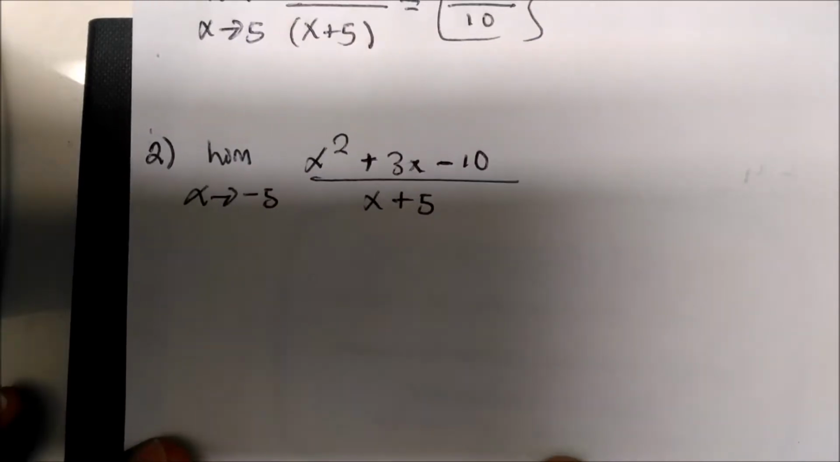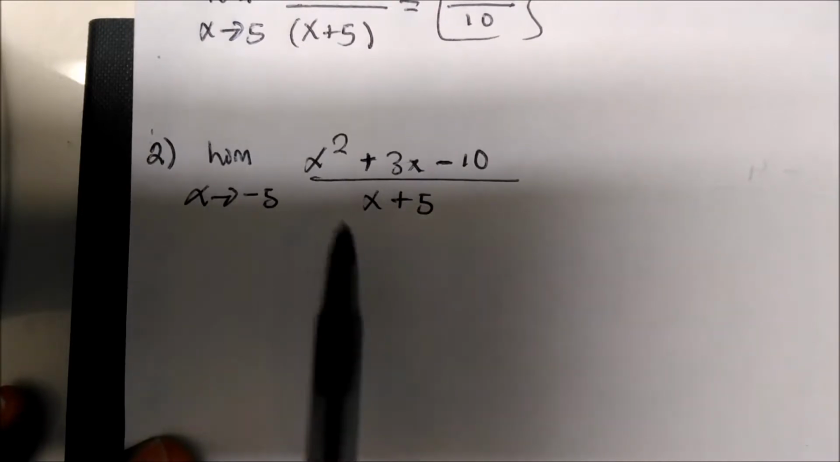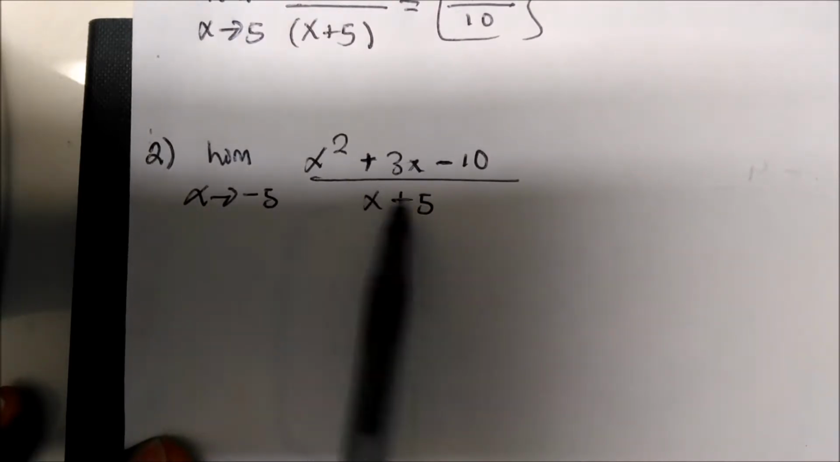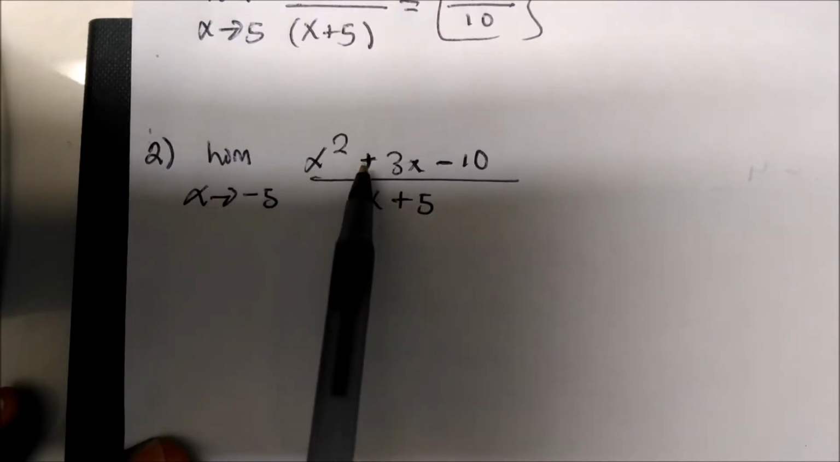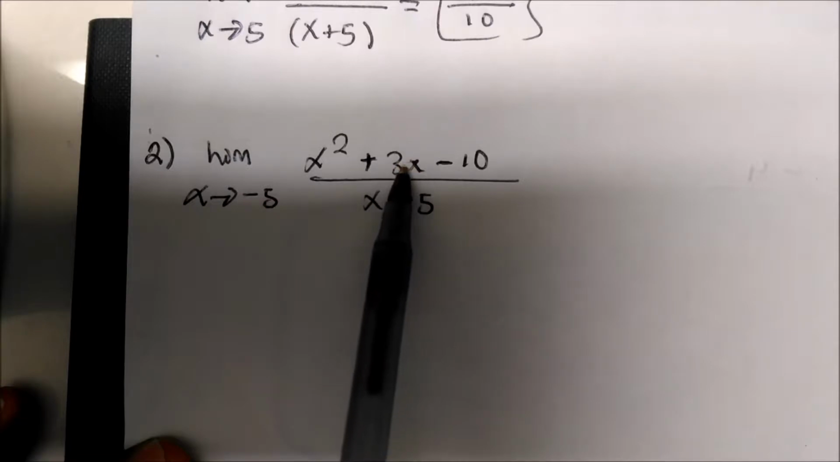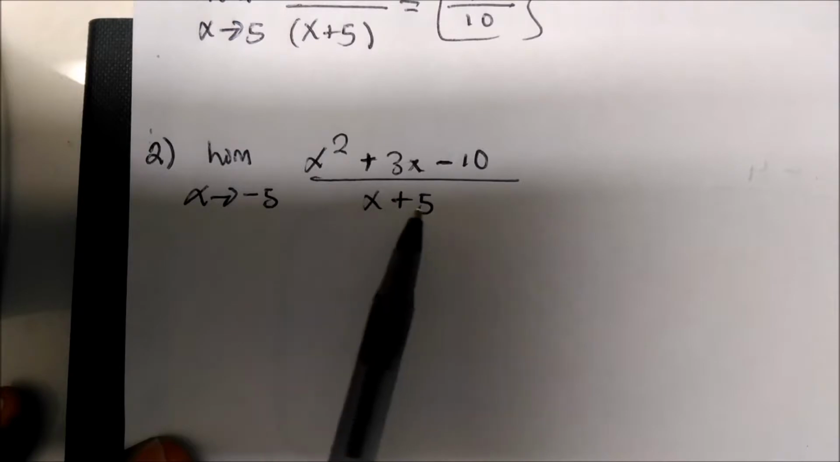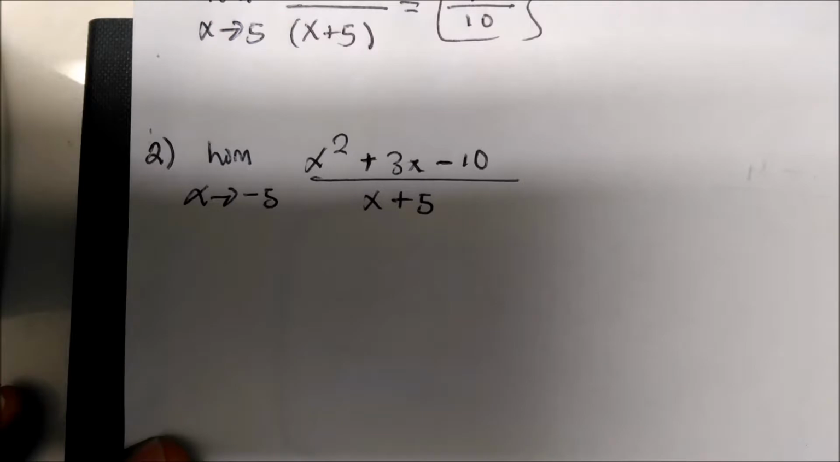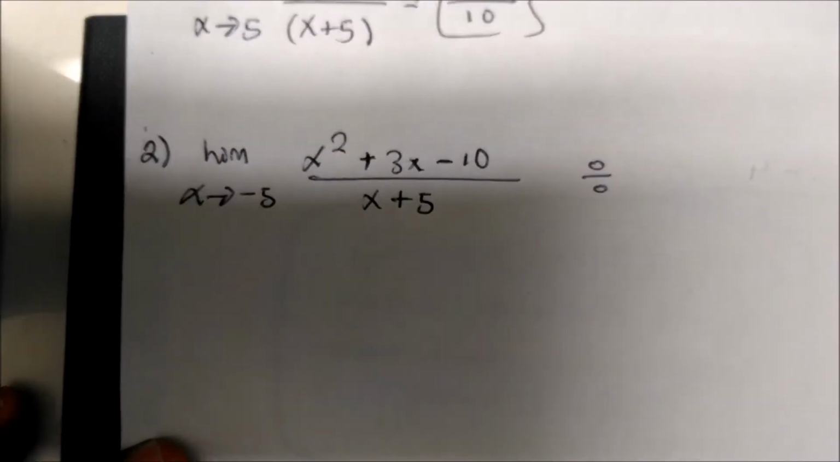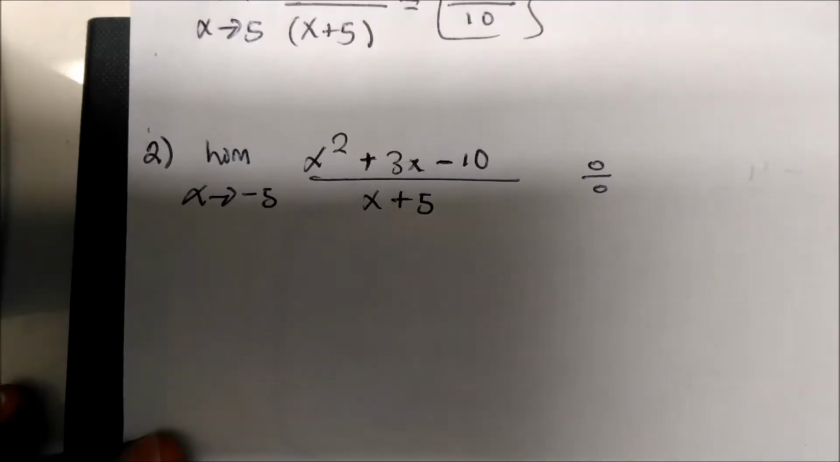Let's try another one. The limit as x approaches negative 5 of this function here. Well, let's plug in negative 5. Negative 5 plus 5 is 0. Negative 5 squared is 25, plus 3 times negative 5, which is negative 15, minus 10. So plugging in negative 5 here will also give us 0 over 0. And you can just determine that immediately on a test, exam, etc.